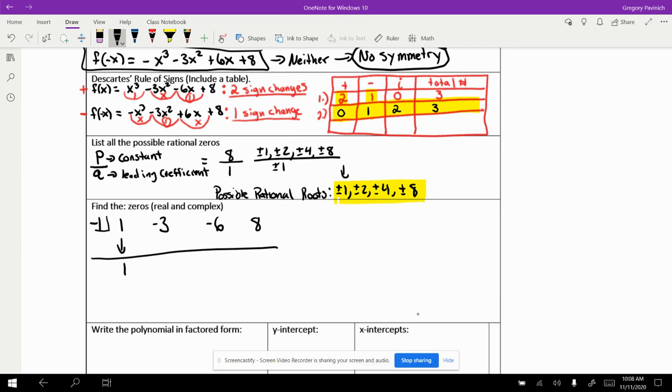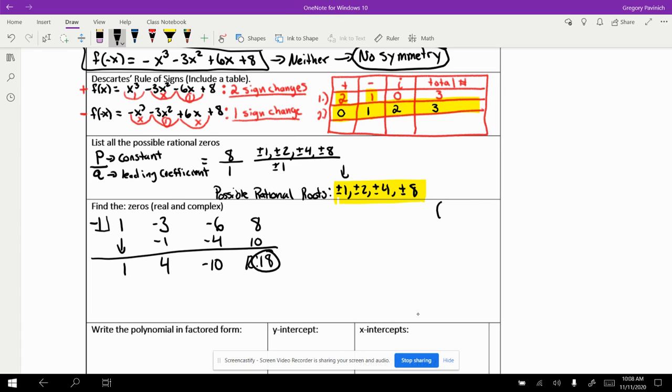And I'm going to say -1 times 1 is -1. I'd get -4. -4, I get -10. Get 10, remainder of 18. Now, our remainder theorem said this is the same thing as plugging in -1 into the function, and my remainder is my output.